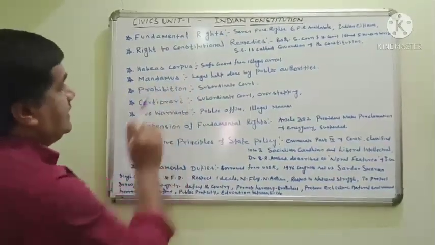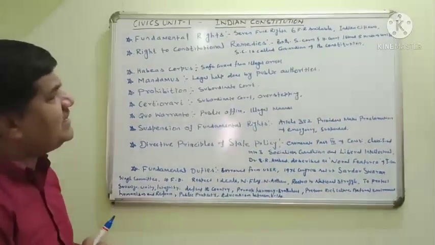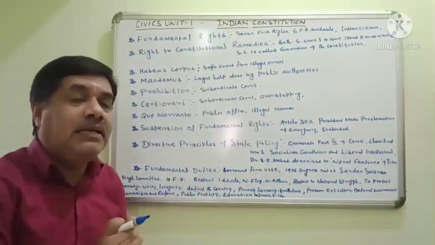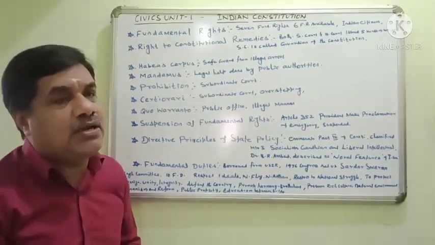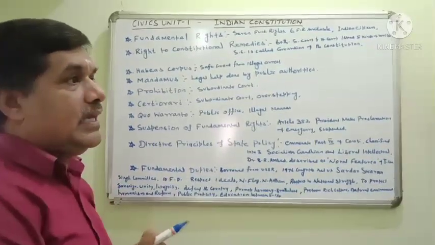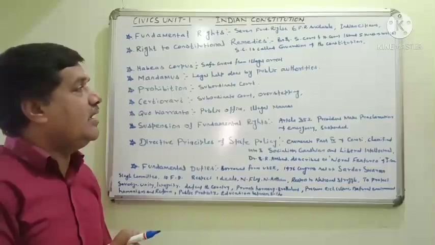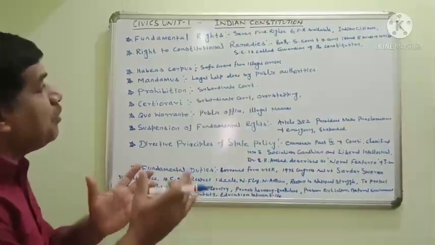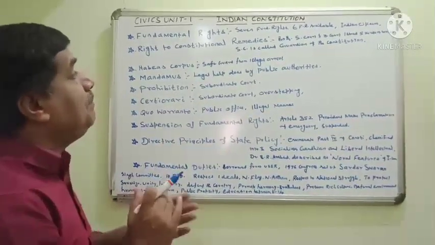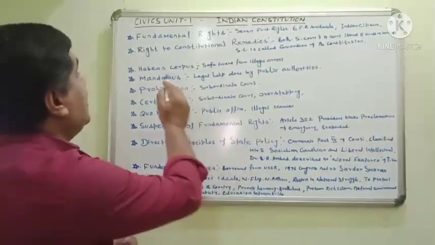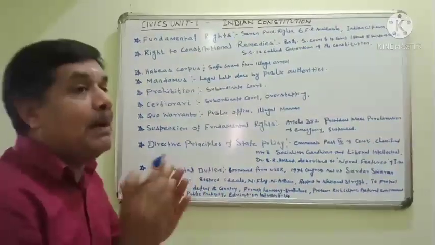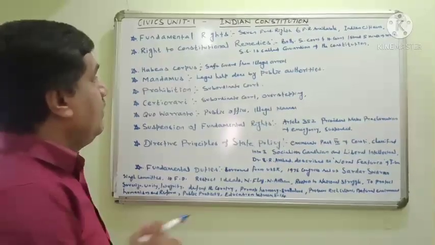Second one, mandamus. Mandamus looks after legal help done by the public authorities. For example, if any problem arises between people having assets, or in relationships, or from one state to another, the legal help is done by the public authorities. According to the writ of mandamus, the legal help is done by public authorities.